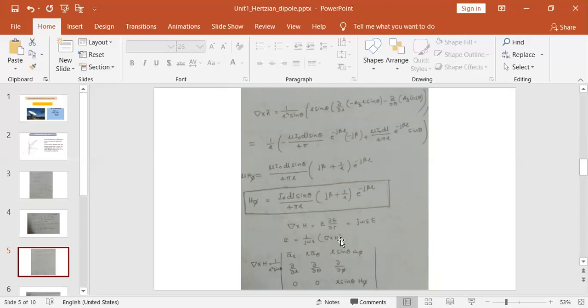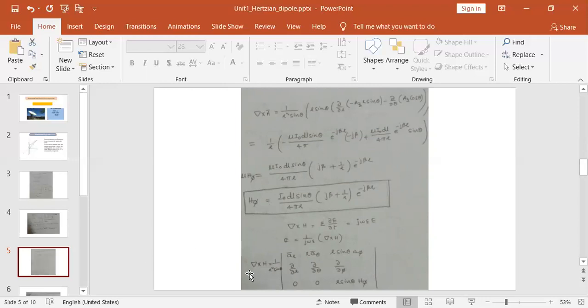So for static fields J will be 0. It is equal to epsilon ∂E/∂t. So if you write ∂/∂t as jω, it will become jωεE. So that means if you find the cross product, that is del cross H, we will get jωεE. Therefore E is equal to 1/(jωε) into del cross H phi.